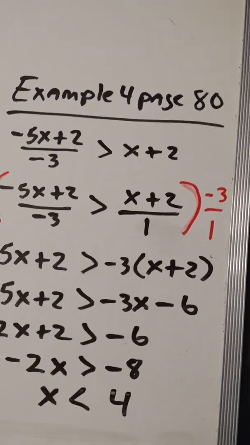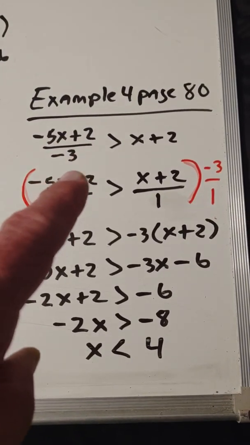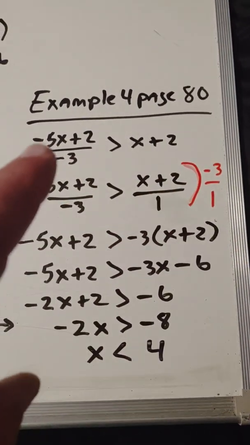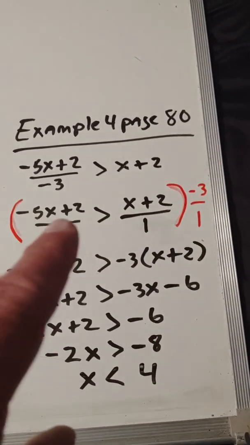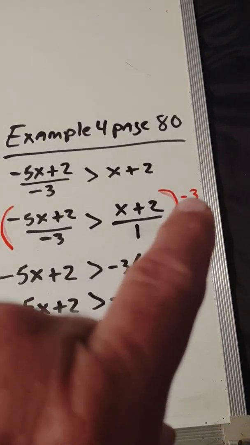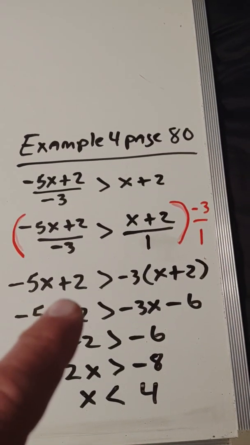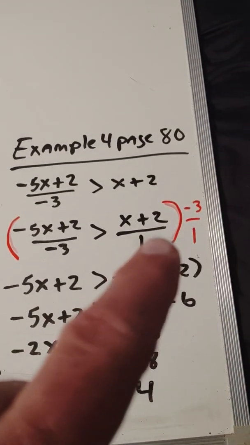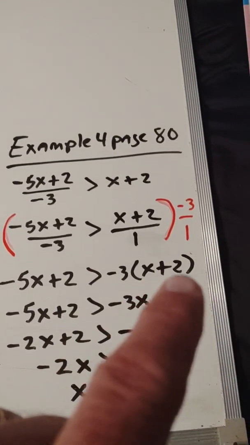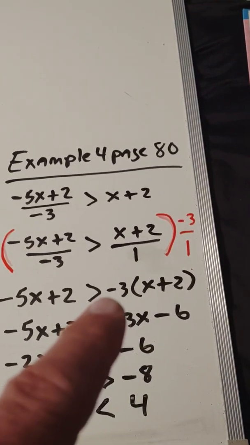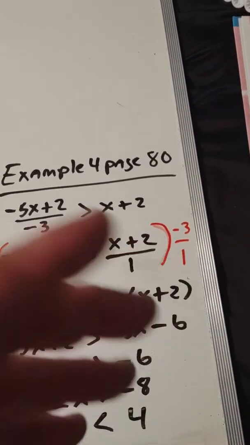Last example problem. Example 8. Here's our fractions. Negative 5x plus 2 over negative 3 greater than x plus 2. So what I did was rewrite it and put x plus 2 over 1. Now I'm multiplying the whole equation by negative 3 over 1. When I multiply negative 3 over 1 over here, the negative 3's cancel, and it leaves me negative 5x plus 2. When I multiply negative 3 over 1 times x plus 2 over 1, it gives me negative 3 times x plus 2. And I put the parentheses so I know that I've got to distribute that negative 3 to both. If I don't have the parentheses, it looks like negative 3x plus 2, and I forget to distribute.